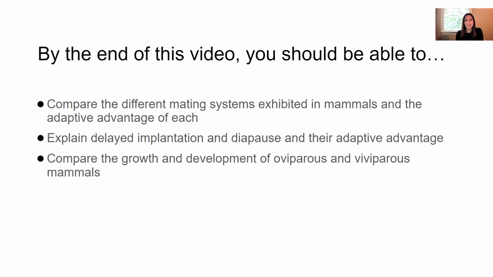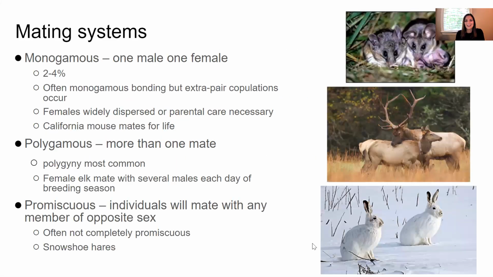By the end of this video, you'll be able to compare the different mating systems exhibited in mammals and the adaptive advantage of each, explain delayed implantation and diapause and the adaptive advantage, compare the growth and development of oviparous and viviparous mammals, the different mating systems of mammals.